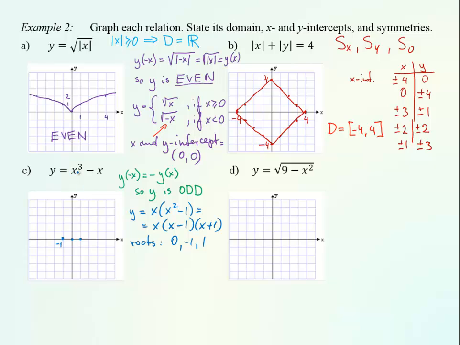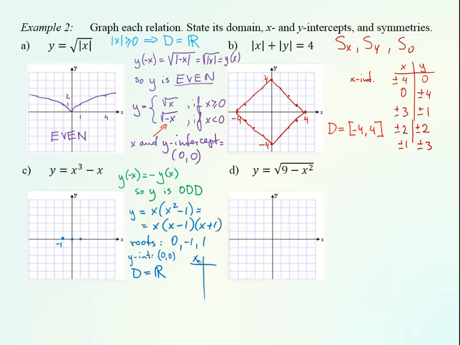Do we have any y-intercept? Well, if x is 0, then y is 0. So the only y-intercept is (0, 0), of course. And the x-intercepts are (0, 0), (-1, 0), and (1, 0). Now the domain of it is all real numbers, because it's just a polynomial. In order to finish the graph, maybe we can check a couple more points.